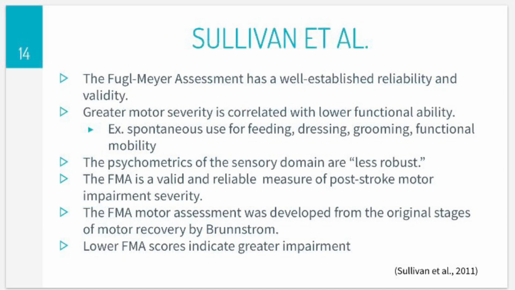In an article by Sullivan et al., the following conclusions were made. The FMA has a well-established reliability and validity. Greater motor severity is correlated with lower functional ability. The psychometrics of the sensory domain are less robust. The FMA is a valid and reliable measure of post-stroke motor impairment severity. The FMA was developed from the original stages of motor recovery by Brunnstrom, and lower FMA scores indicate greater impairment.